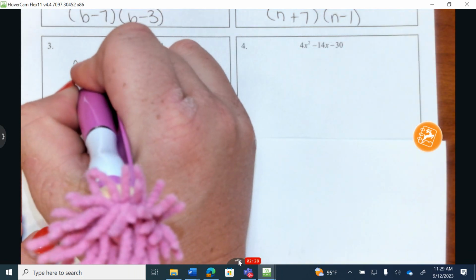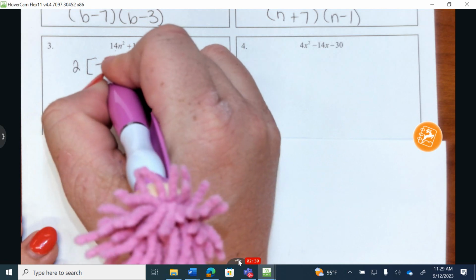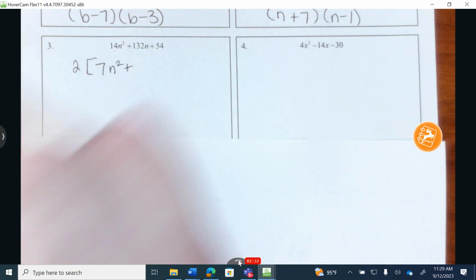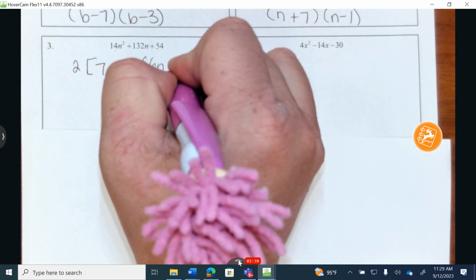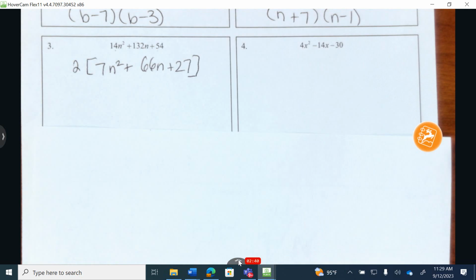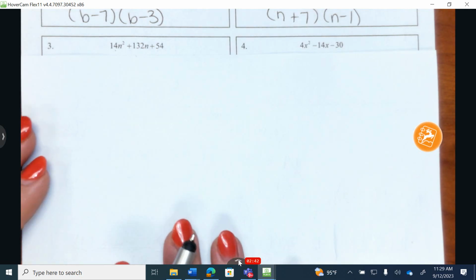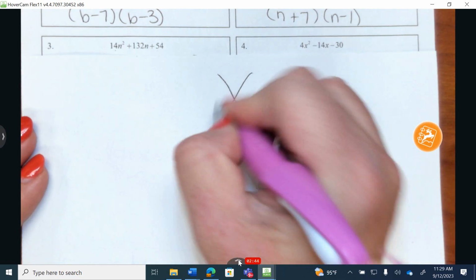So this is how I would set it up if I was doing it. 7n squared. If I take 132 and I divide it by 2, I end up with 66. 66n plus 27. So this is what I would do, but what if we didn't do that? Can we still get the same answer? Let's check. It's going to take me a little while here.